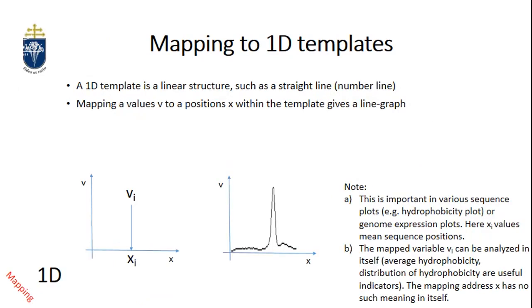Now let's see the details of mapping, first in one dimension. A one-dimensional template is like the x-axis of a coordinate system. Mapping a single value on this axis gives a line graph, like a simple function. Here the diagram on the right has one important message: we have a conspicuous peak, a non-random feature.